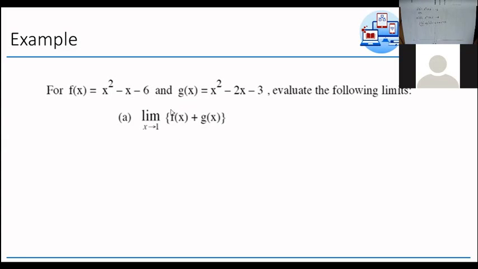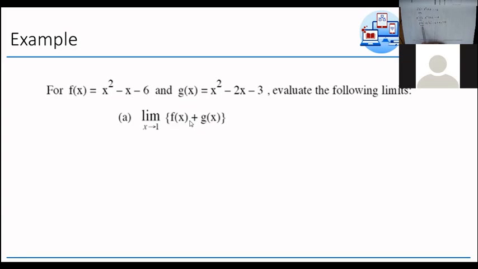Next, kunin natin yung value ng pangalawang function natin. g(x) equal to x squared minus 2x minus 3, okay, as x approaches 1. So 1 squared is 1, minus 2 times 1 is 2. 1 minus 2 is negative 1, minus 3 is negative 4. Okay? Next. So, ito na yung addition. Kukunin na po natin yung results itong dalawa.